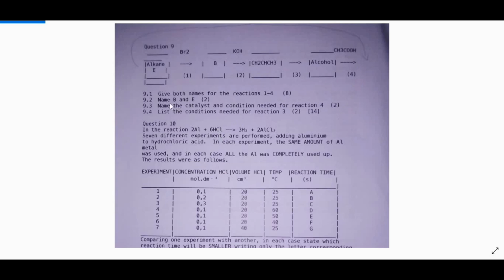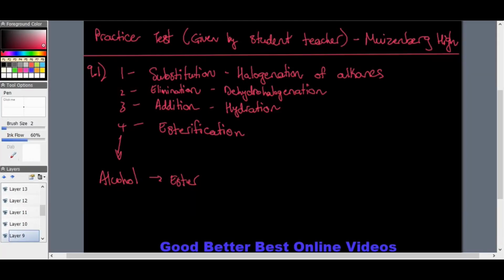Okay, 9.2, name B and E. B is a little bit simple, I think, because it's an alkane and then it becomes something, so we can name B. But E, I think, is the name of the ester. Just to eliminate any confusion, so 9.2. What is B and what is E? Can someone name B for me?